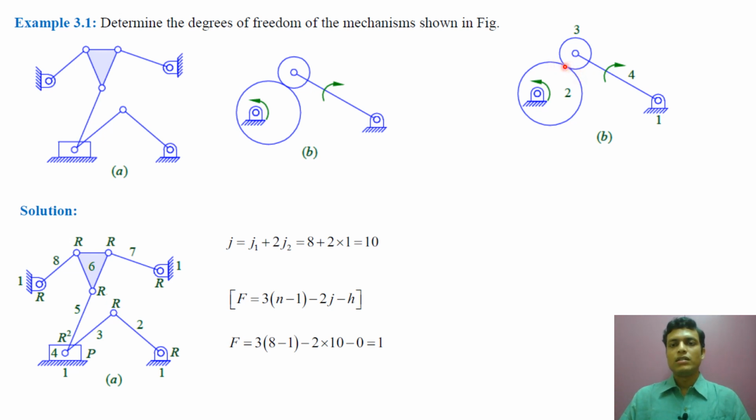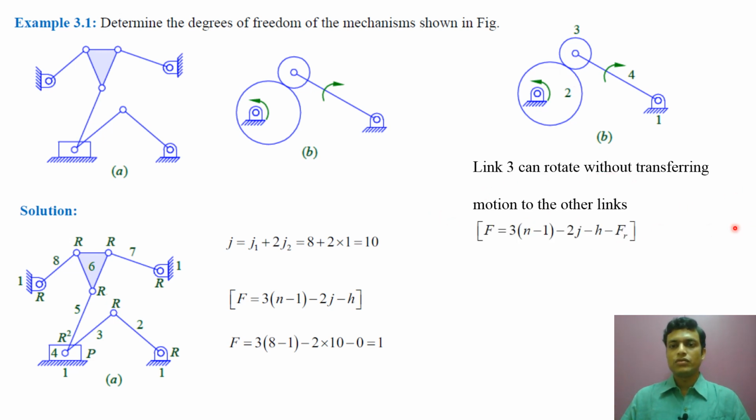And here is one higher pair. So link 3 can rotate without transferring motion to the other links, so there is a redundant degree of freedom. So F becomes 3 into (n minus 1) minus 2j minus h minus fr. So n is 4, j is 3, 3 revolute pairs, and 1 higher pair between the 2 disks, so minus 1, and 1 redundant degree of freedom, so minus 1. So 9 minus 6 minus 1 minus 1 becomes 1. So this mechanism also has 1 degree of freedom.